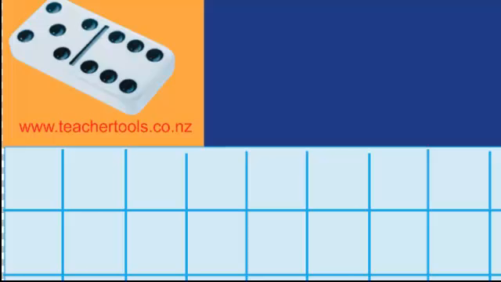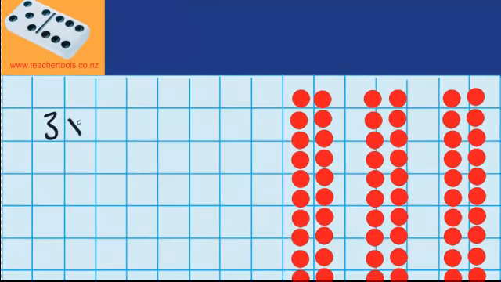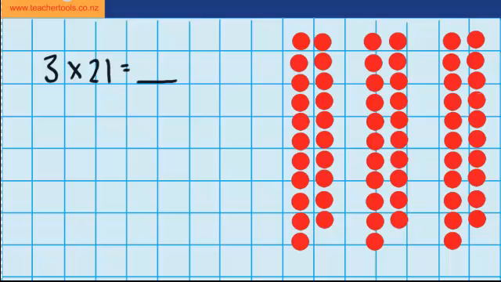Now let's try an example that involves thirding and trebling. Let's try 3 groups of 21, and I want to work out how many counters that is in total. Well, over here you can see I've got my 3 groups, and in each of those groups there's 21 counters.